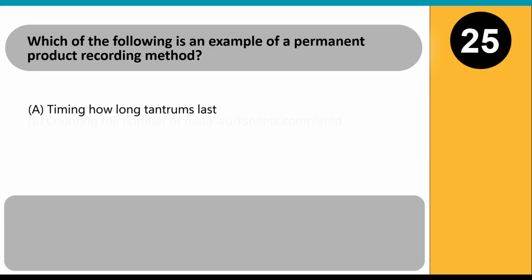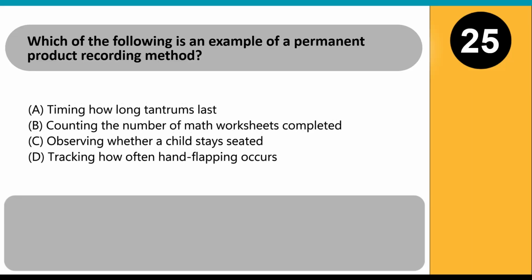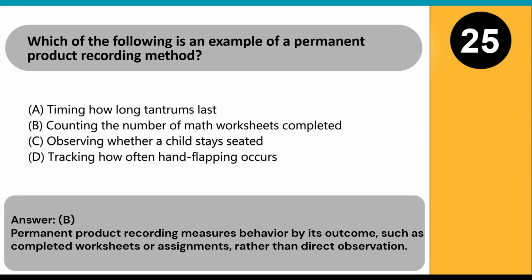Which of the following is an example of a permanent product recording method? A. Timing how long tantrums last. B. Counting the number of math worksheets completed. C. Observing whether a child stays seated. D. Tracking how often hand flapping occurs. Answer B. Permanent product recording measures behavior by its outcome, such as completed worksheets or assignments, rather than direct observation.